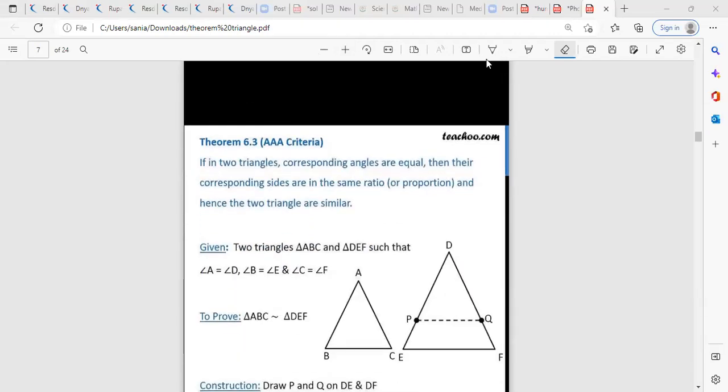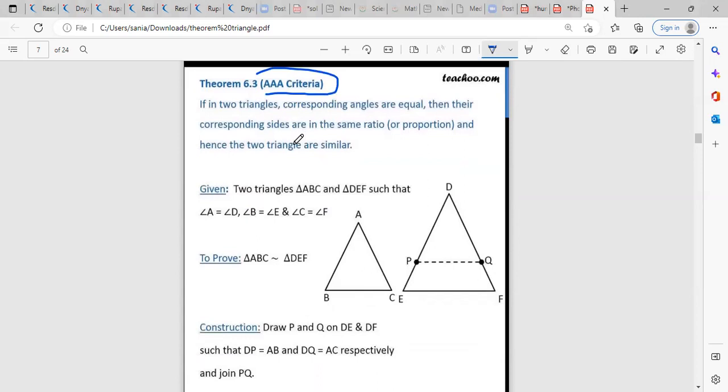Now let's just do the third one. The third one is basically over here you are proving your AAA criteria, which is angle, angle, angle. So if two triangles have corresponding angles equal, then their corresponding sides are in the same ratio or proportion, and hence the two triangles are similar.